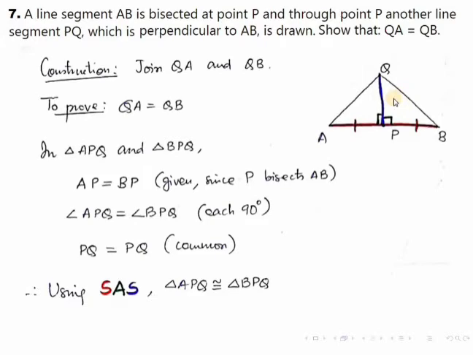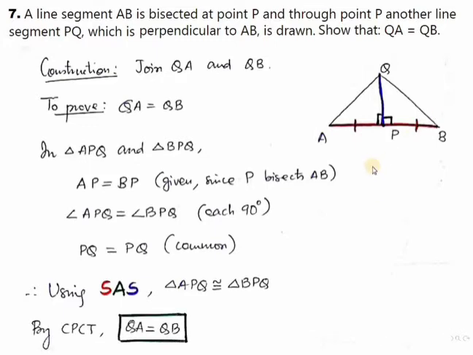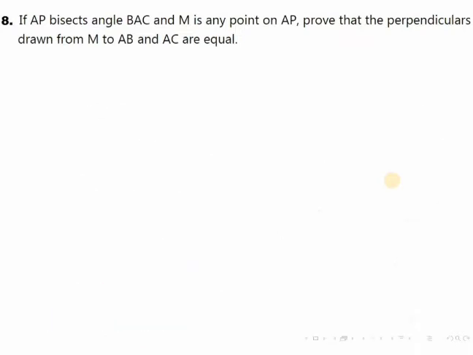Now see, which side is left? This side is left, isn't it? So using CPCT, what I can say is QA equals QB. Alright, so pause the video and note down your solution. Let's move to the next question.